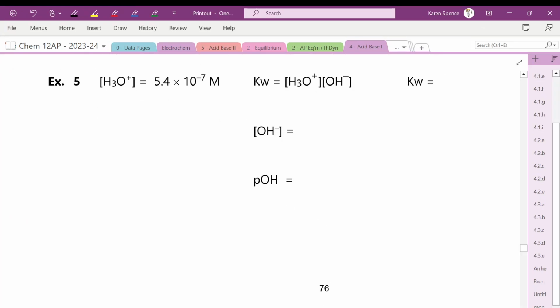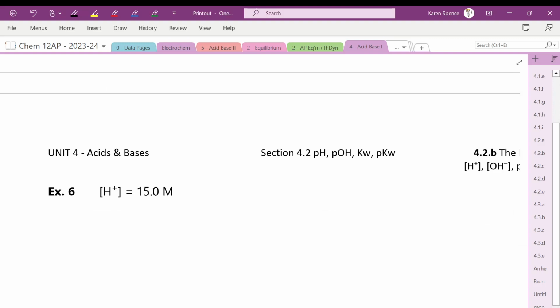Example 6. If I give you hydrogen and I ask you to find the concentration of hydroxide and the pOH, could you do that? Would you like to practice it, or do you want to move on to the next thing? Practice it. Okay, do example 6. I'll wander around and see if you know what you're doing.